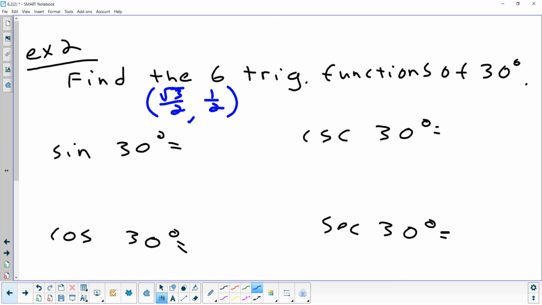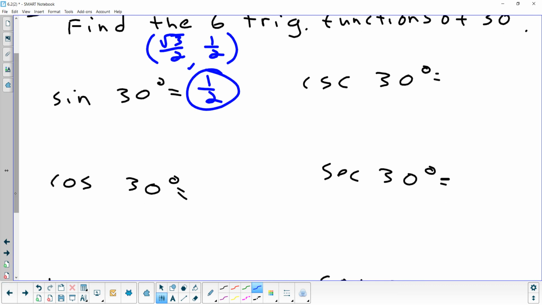1/2. All right. So Abigail, what's the definition of sine? Y. And my y in this case, Jack, is 1/2. Good. Casey, definition of cosine.